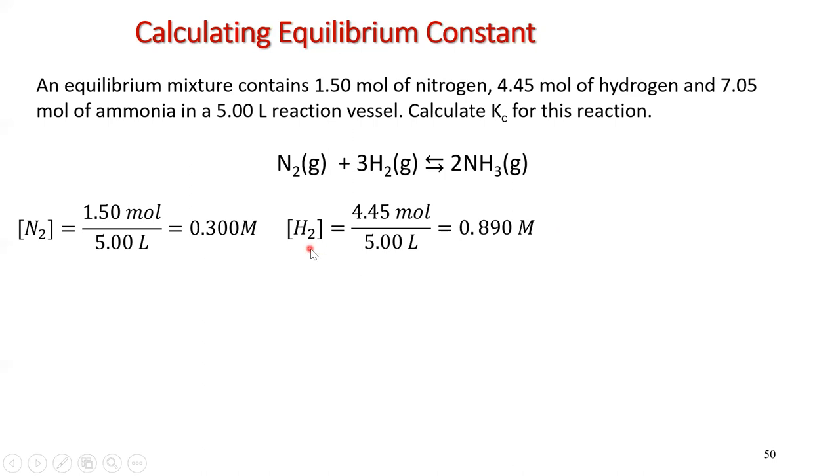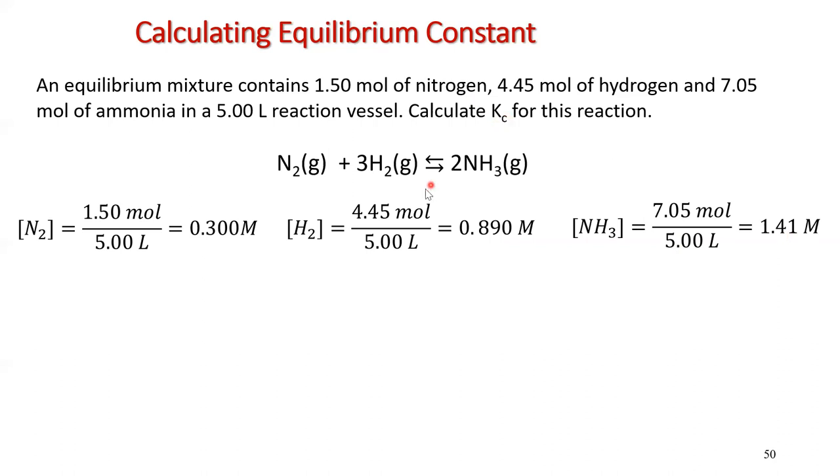All right, so for hydrogen, 4.45 divided by 5.00. Make sure you have three significant digits. So 0.890 would be hydrogen. Okay, do the same thing for the ammonia. Okay, so 7.05 divided by 5. So yeah, 1.41 moles per liter, 1.41 for the molarity.